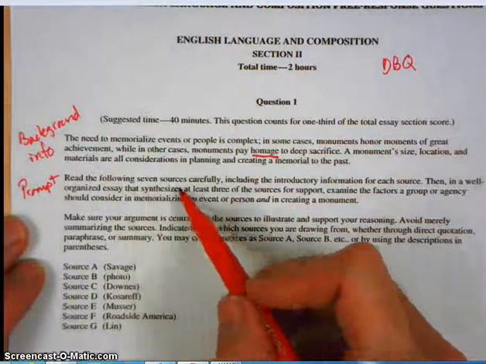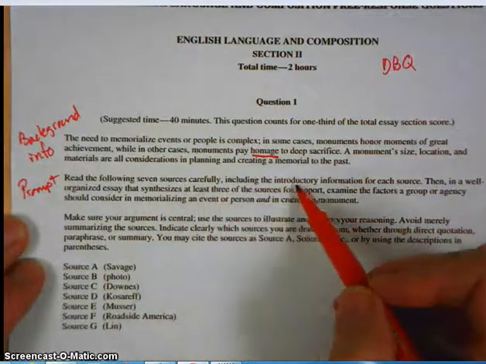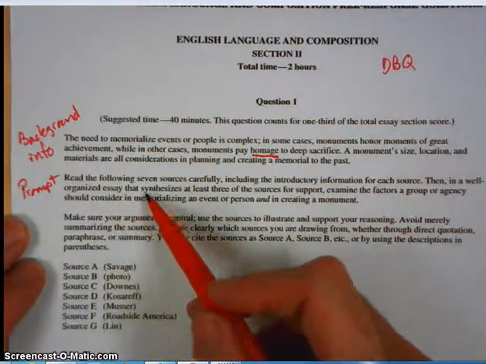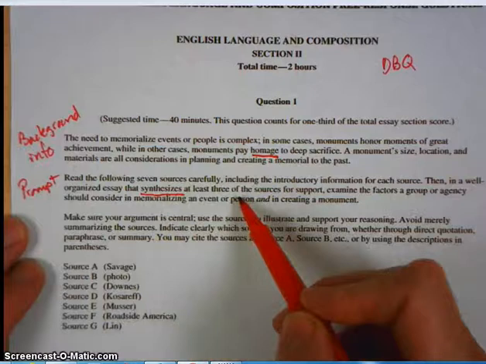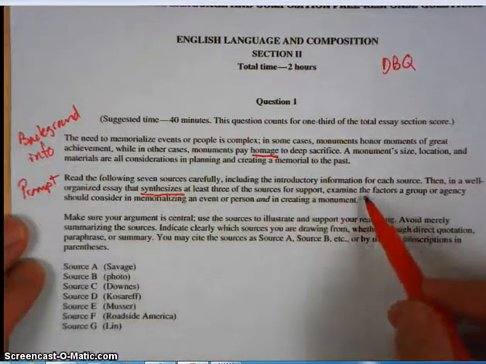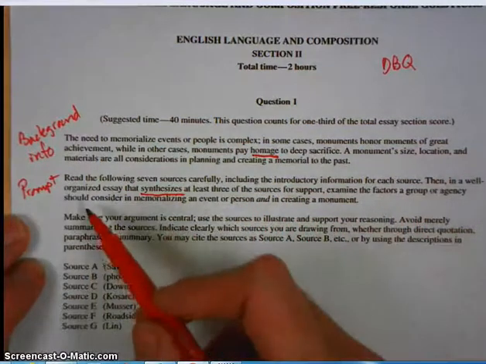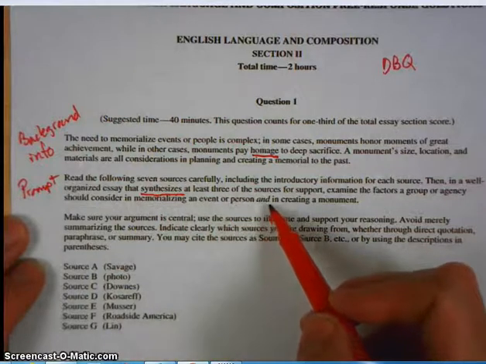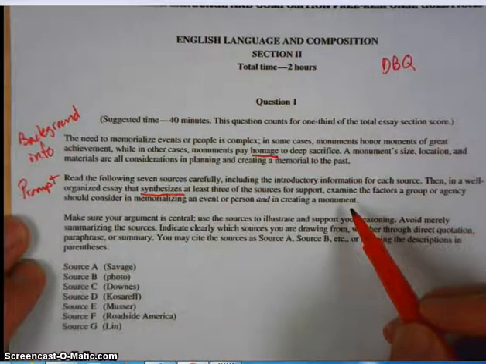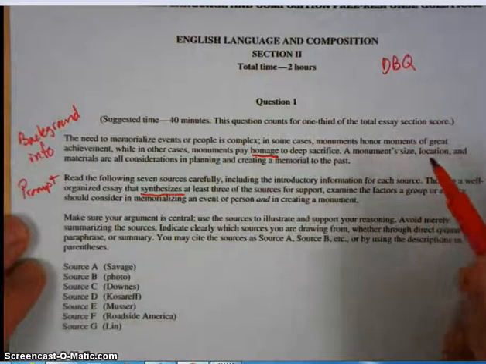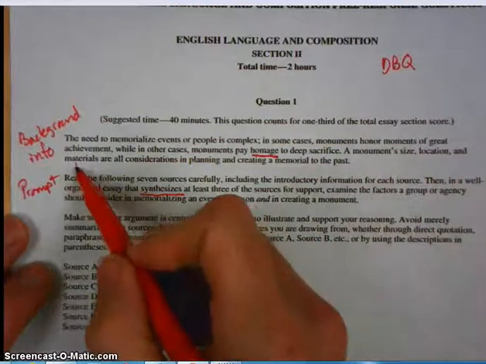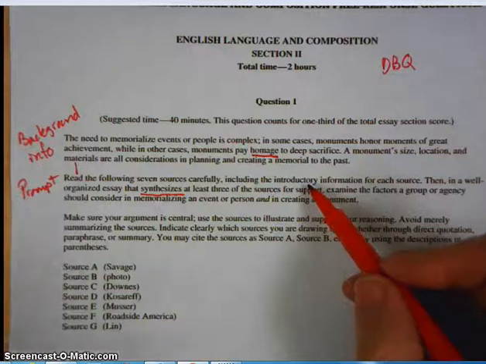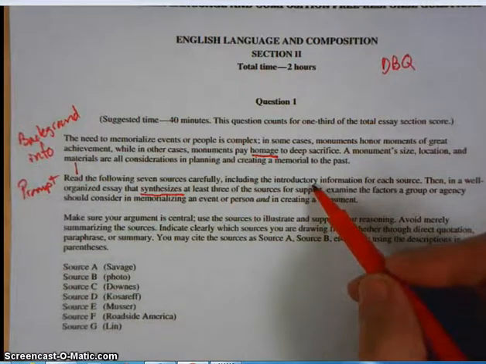Read the following 7 sources carefully, including the introductory information for each source. Then, in a well-organized essay that synthesizes at least 3 of the sources for support, examine the factors a group or agency should consider in memorializing an event or person and in creating a monument. So there's a couple of different tasks we need to do here. First of all, we need to read, and we need to include the introductory information. So where are the articles coming from? They give us that information.